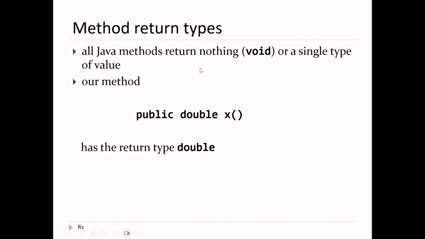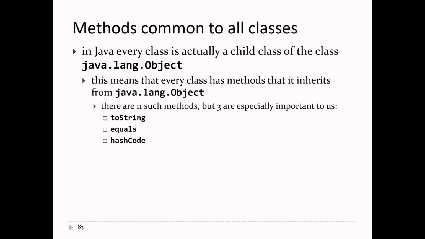Okay. So in Java, if you have a method, it has to return something. If it returns nothing, then you have to say void, just like in C. So our method named x returns a double value, the x coordinate of the point. Very quickly, if you use the Java language for any amount of time, you realize that there are some methods that you can always call if you have a reference.